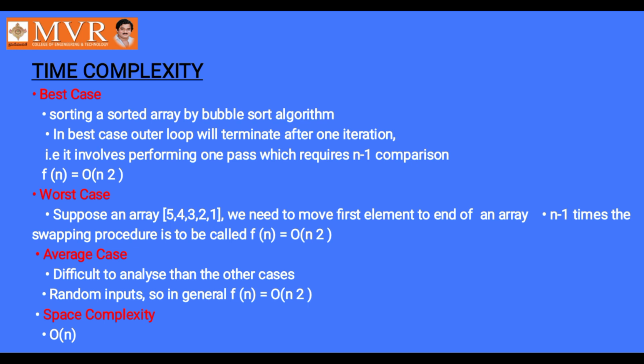So you have to remember only one thing: the time complexity and the space complexity of the bubble sort algorithm are every time the same, that is, the time complexity is O of n square for best case, worst case and average case, and the space complexity is O of n.